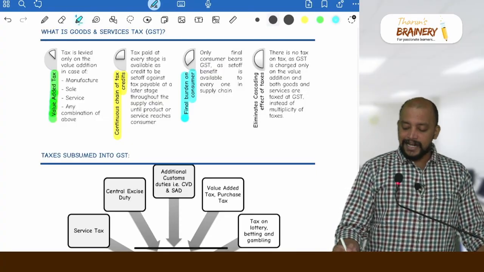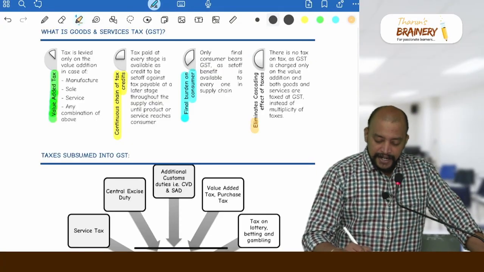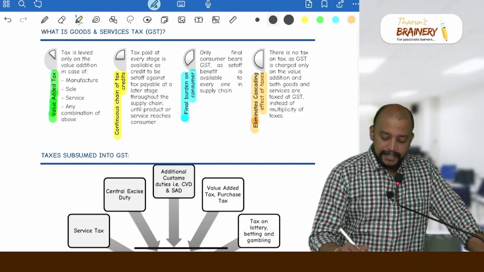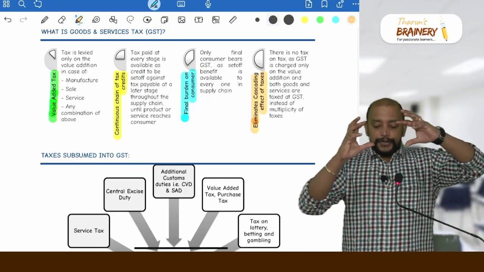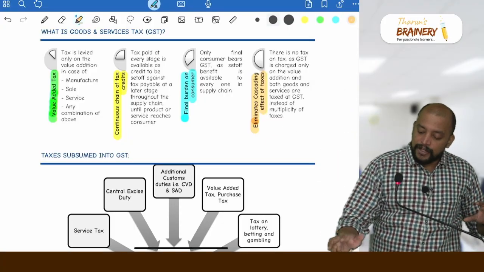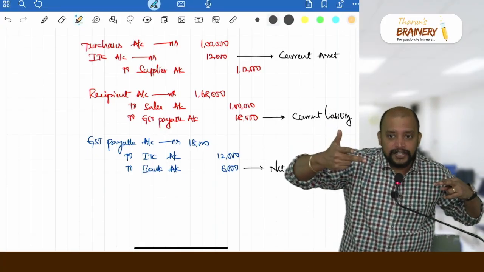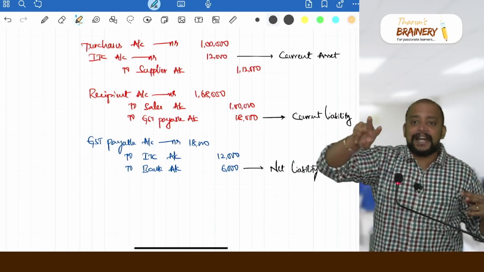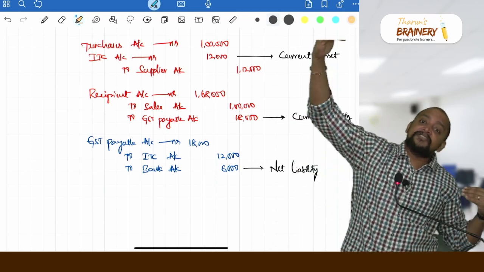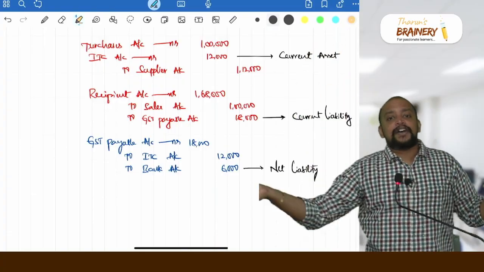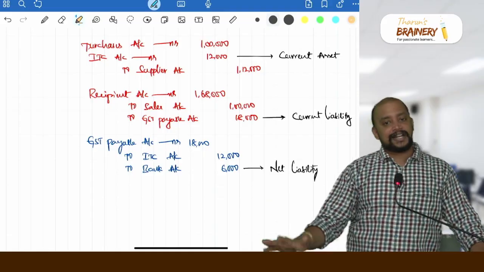How come it will eliminate the cascading effect of taxes? Because if you see, there is no tax on tax. Agreed? How is there no tax on tax? So already we paid at the time of purchase 12,000, that is not added to the cost. So we take cost only 1 lakh. If the 12,000 is added to purchases, then the sales will get inflated by 12,000. Again we would have computed tax on tax. That cascading effect is not there. There is no tax on tax.